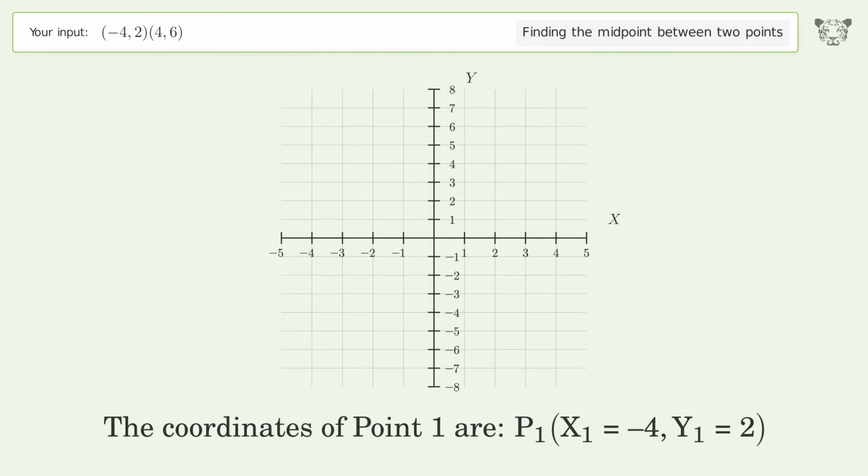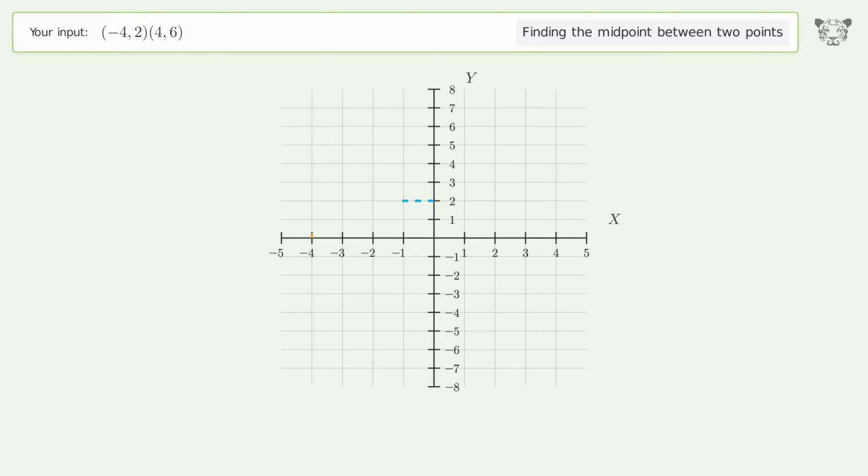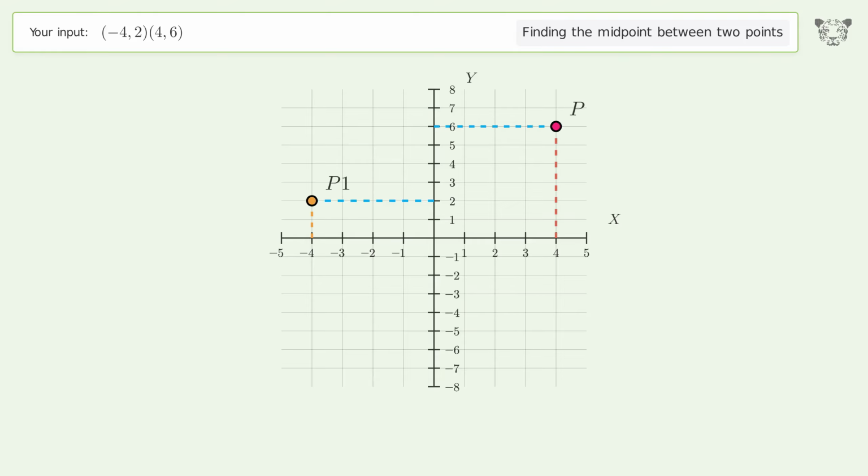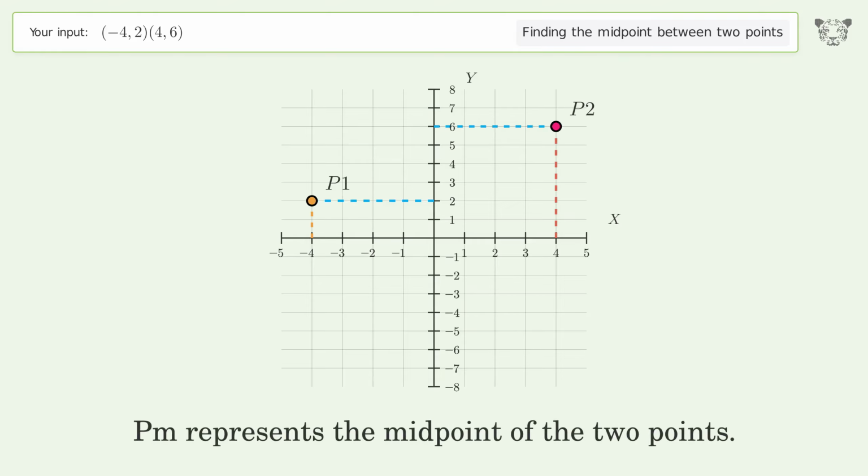The coordinates of point 1 are x1 equals -4, y1 equals 2. The coordinates of point 2 are x2 equals 4, y2 equals 6. PM represents the midpoint of the 2 points.